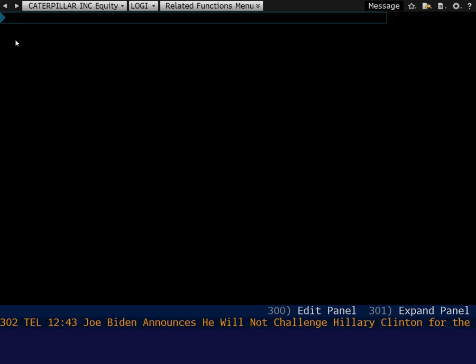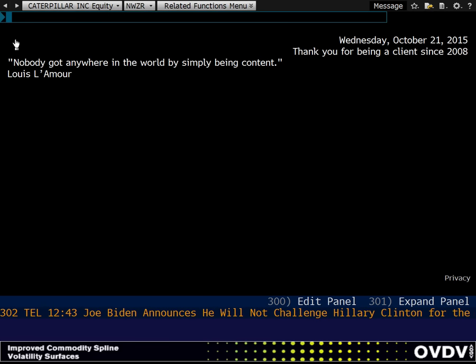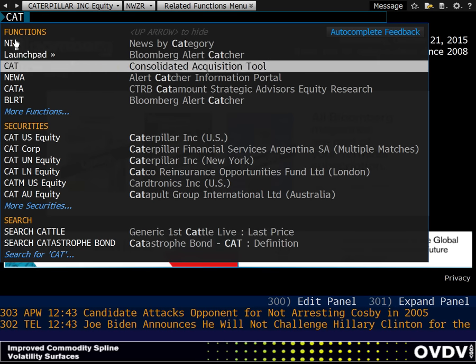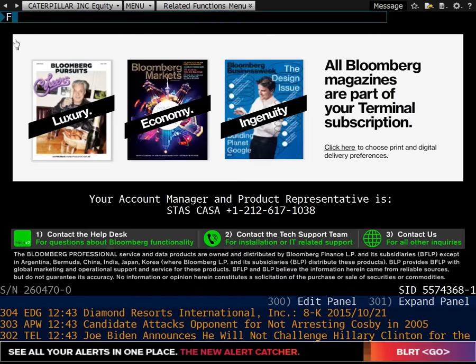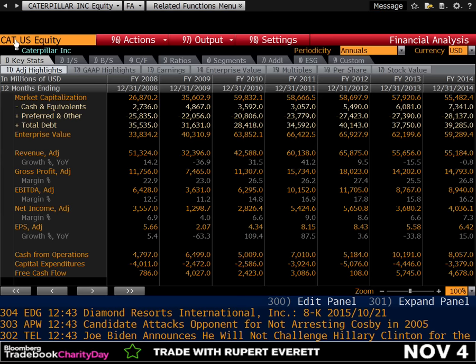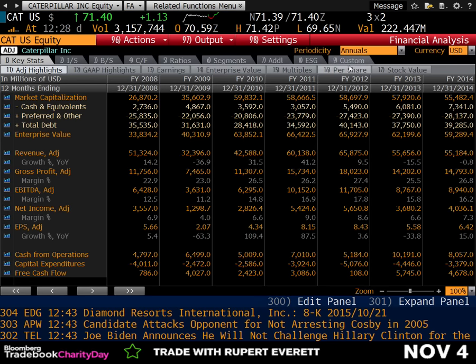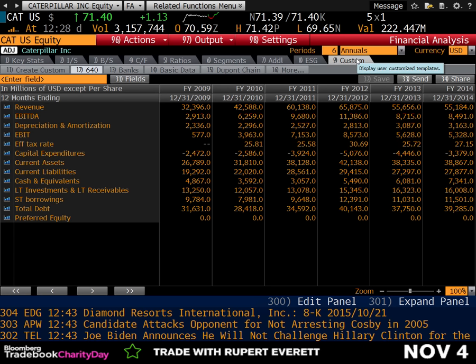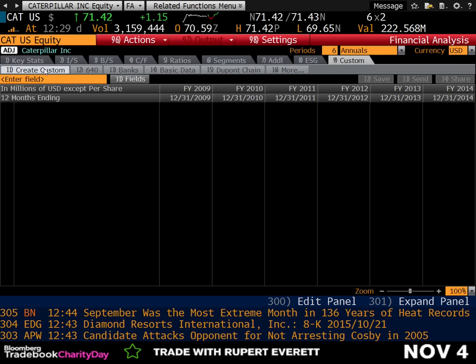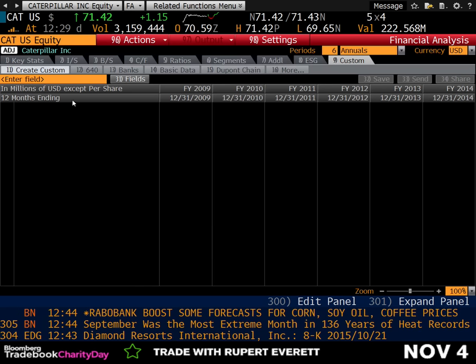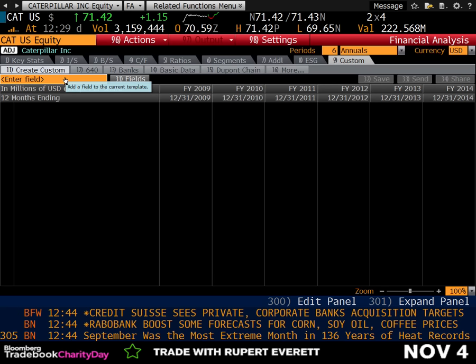All right, so once you log into Bloomberg, you can go to any company. In this case, I'll do CAT, so CAT US Equity. Then you go to the FA section. This is where you get the historical financial data. Then you go to the Custom tab, and on the Custom tab, you can create a series of custom templates. When you create the custom templates, it says Create Custom. Click on Create Custom, and it'll create a blank template. Here's where you can start entering the fields.